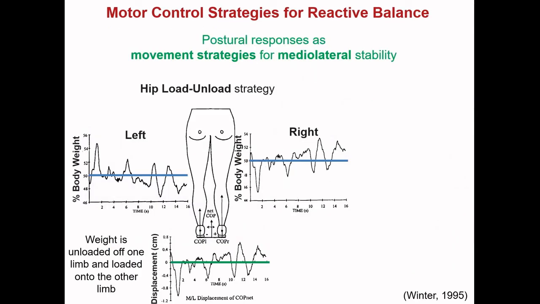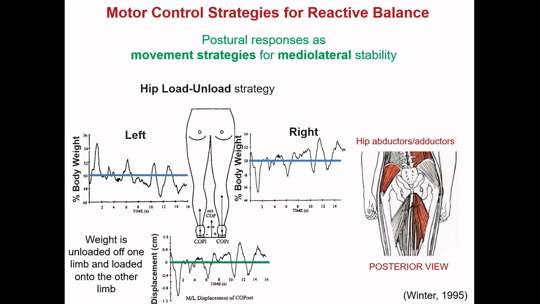We've just been looking at strategies for maintaining balance in the anterior-posterior direction. Let's now look at a strategy for maintaining balance in the mediolateral direction. The hip load-unload strategy works by changing the center of pressure location under the feet in the mediolateral direction. In this strategy, a perturbation is counteracted by unloading weight off one limb and onto the other limb.